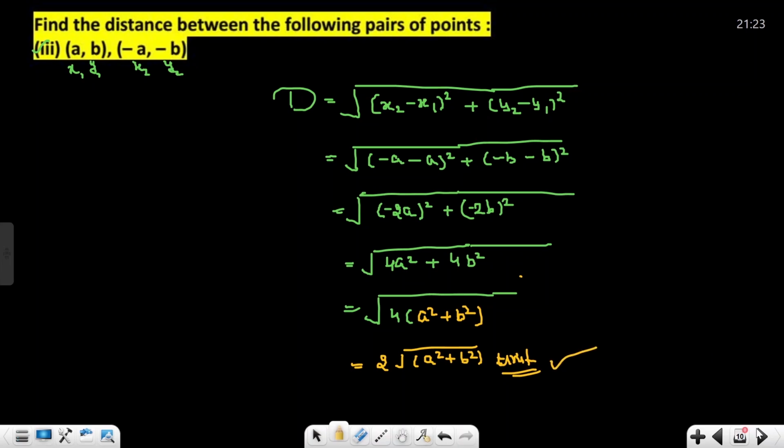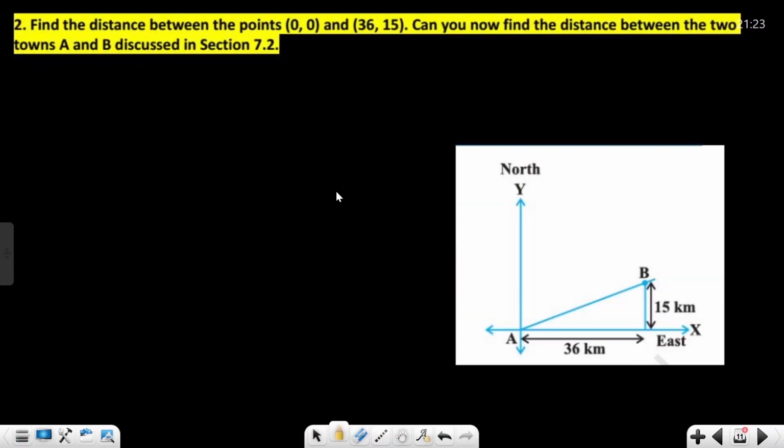Okay, let's move on to the next. The second question is, find the distance between the point 0, 0 and 36, 15. Can you now find the distance between the two towns A and B discussed in section 7.2? We can solve only this question. Okay, 7.2 is a similar type.